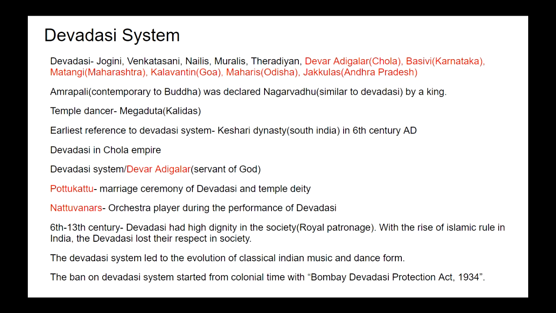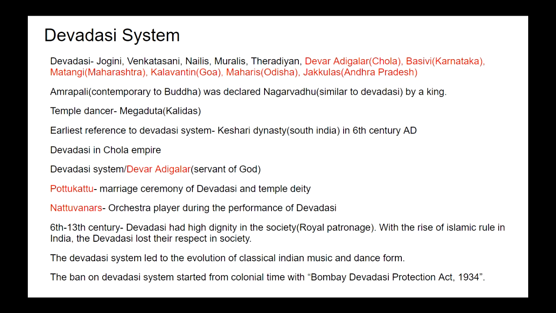And Devadasi in Chola Empire. So in Chola Empire, Devadasis were known as Devar Adigalar, servant of God. And in Chola Empire, there was a marriage ceremony of Devadasi and temple deity, and it was known as Pothu Kattu. And Nattuvanars were the orchestra players during the performance of Devadasi in Chola dynasty.